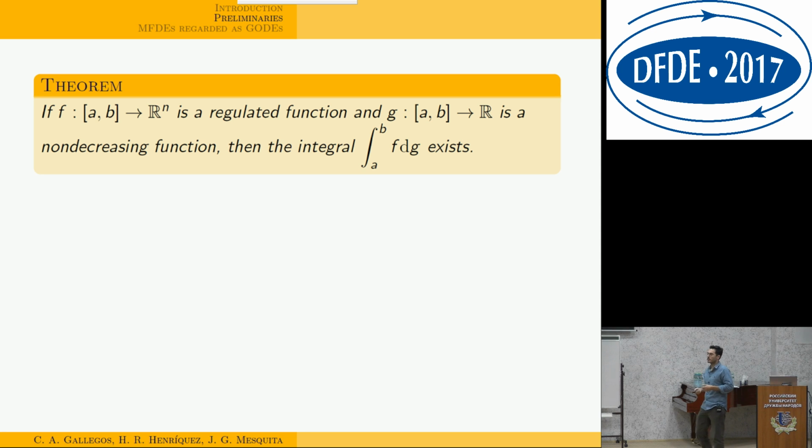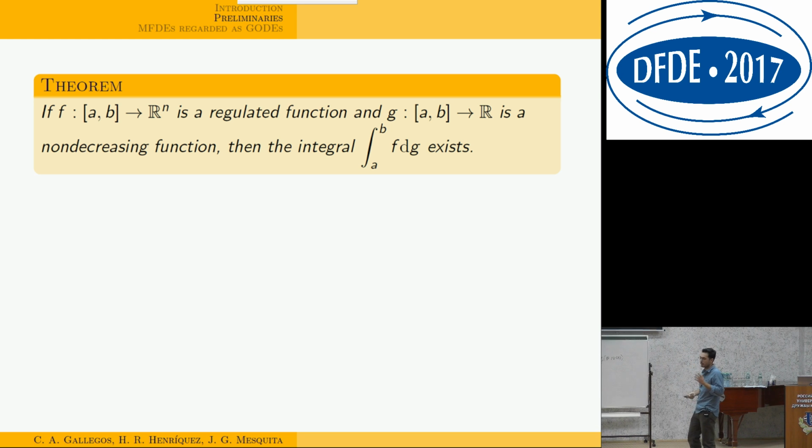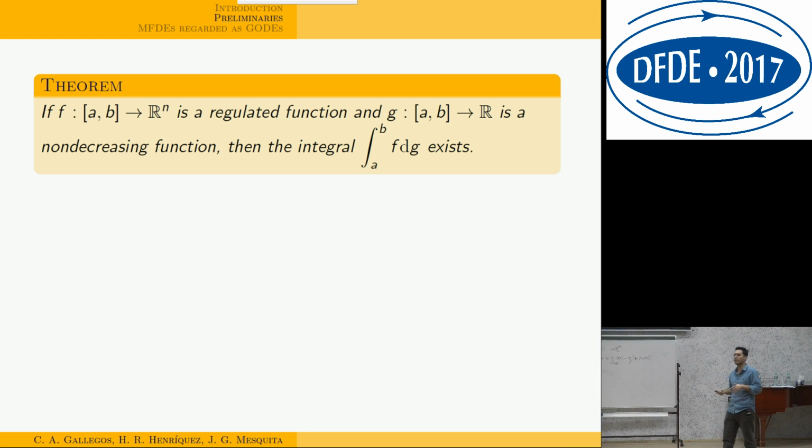A well-known theorem about the existence of the Henstock-Kurzweil-Stieltjes integral is the following. If we consider a regulated function from [a,b] to R^n, a regulated function is a function which in every point in the domain has both the left and the right limit, apart from the left limit at a and the right limit at b. So if you have a regulated function f and a non-decreasing function g, then the Henstock-Kurzweil-Stieltjes integral exists.